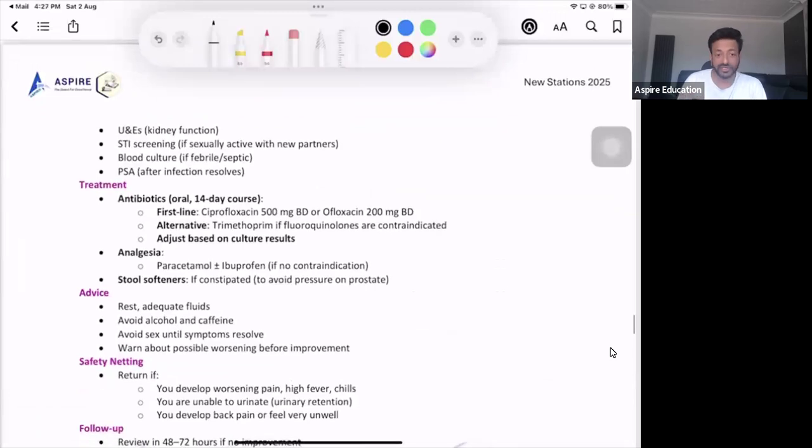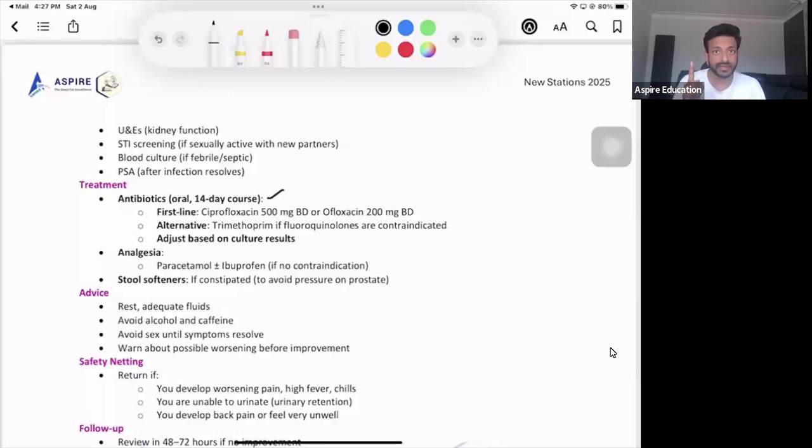And then we'll start this patient on treatment. Treatment is antibiotics. The treatment is given for 14 days in the case of acute prostatitis, right? Now, which antibiotic, it's okay if you don't know, that's fine as well. Just say it's according to the hospital protocol.